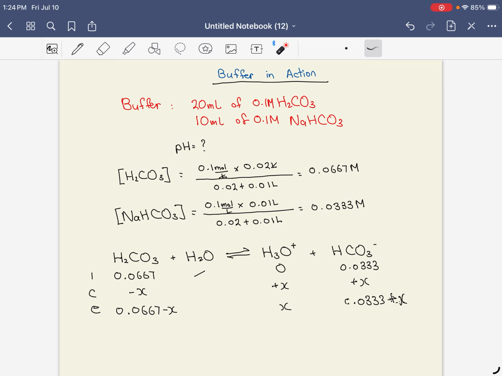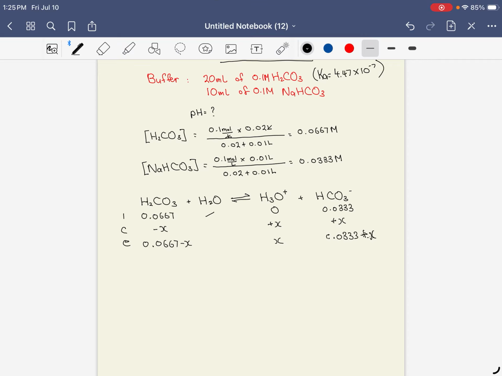Just to let you know, carbonic acid has a dissociation constant of 4.47 times 10 to the power of negative 7. I looked that up earlier, so we can put this into our Ka expression. Let me write out the expression. I have H3O plus times HCO3 minus, all over H2CO3.